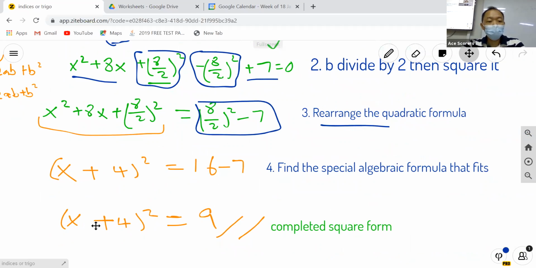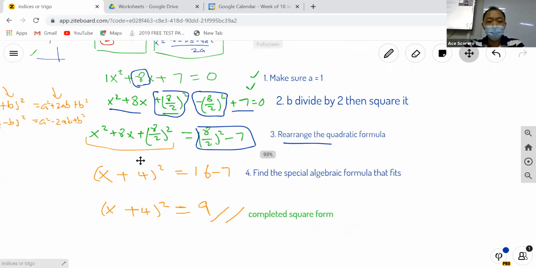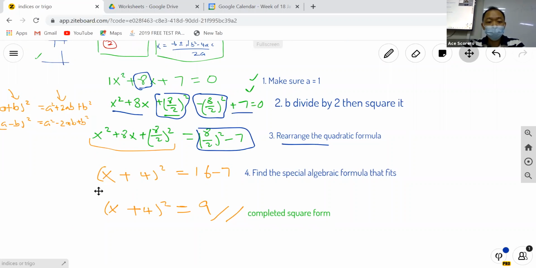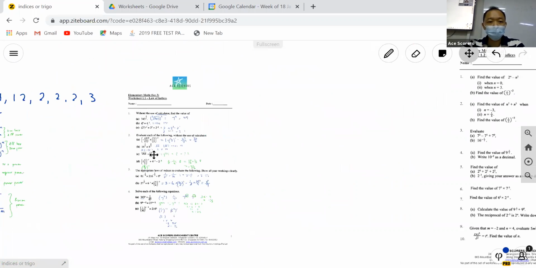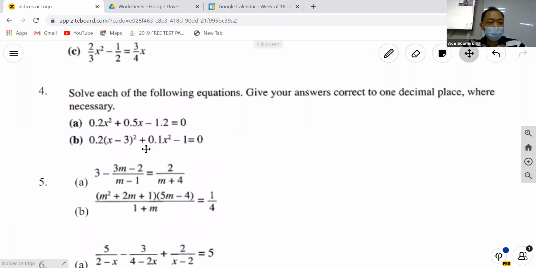So this is called the completed square form. Okay, this form is the completed square form. All right, so that's the objective. You need to be able to get this one, and that's what we did last week. So today we're just going to continue. Okay, we're going to try this one first.